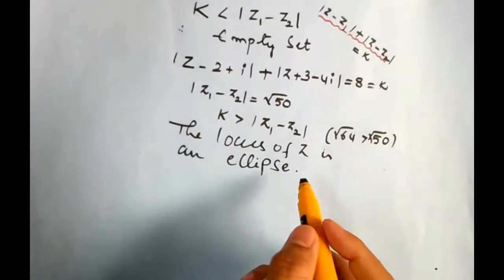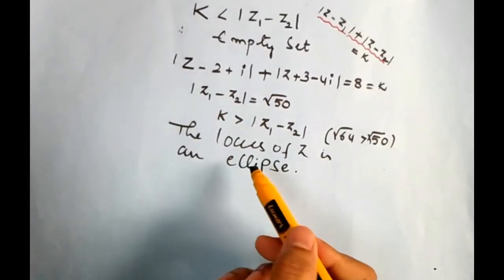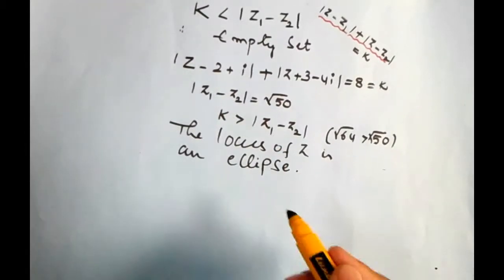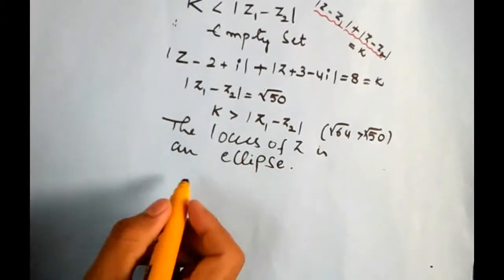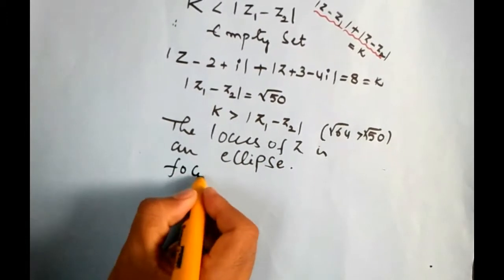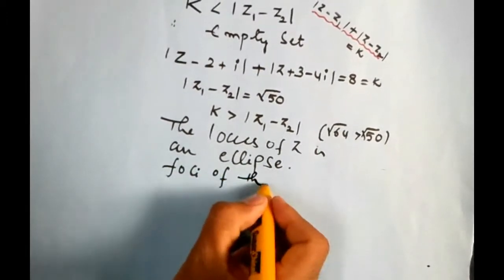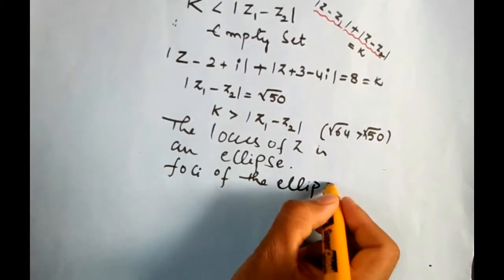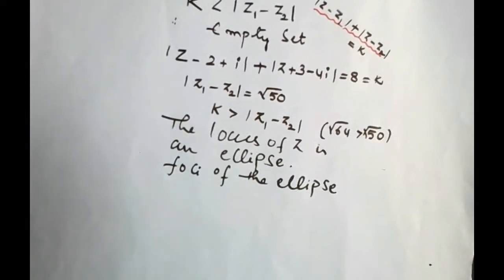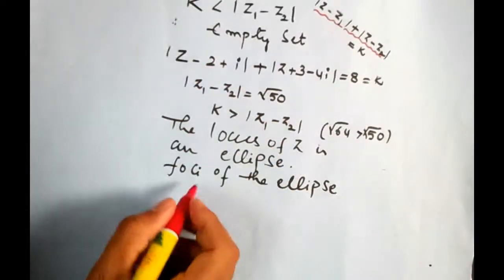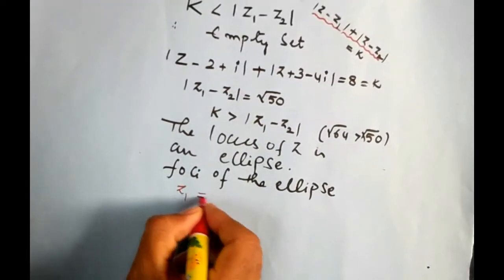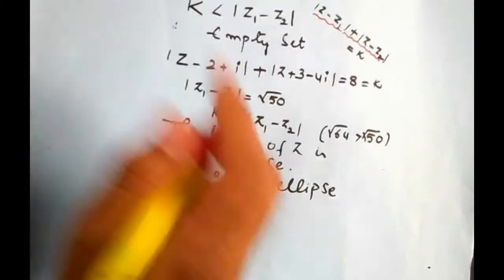So, if the locus of z is an ellipse, what are the foci? Z1 and Z2, they are the foci. So therefore, you can write the foci of the ellipse. Foci are here, Z1 and Z2. Z1 is what? Z1 equals 2 minus i.